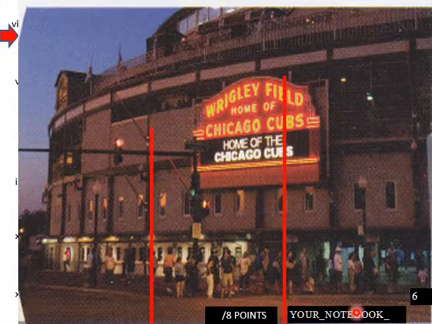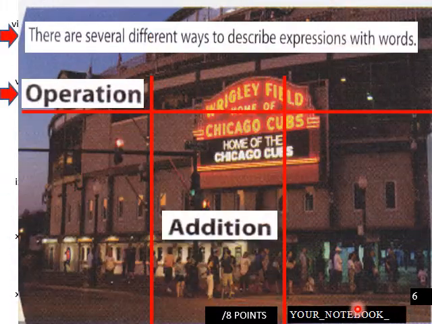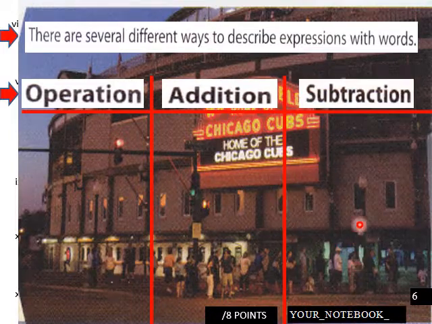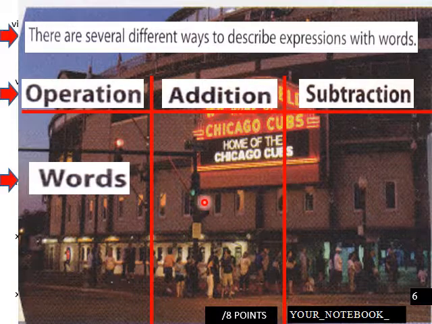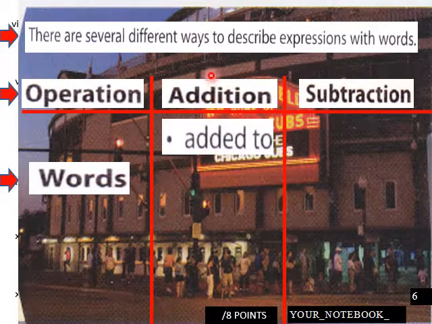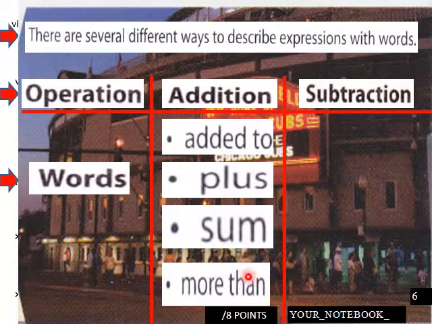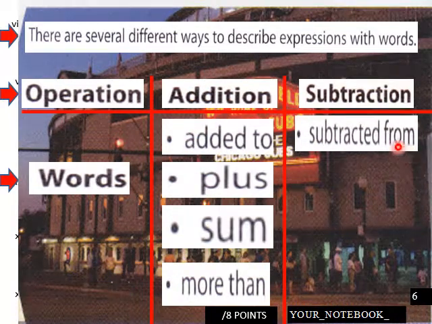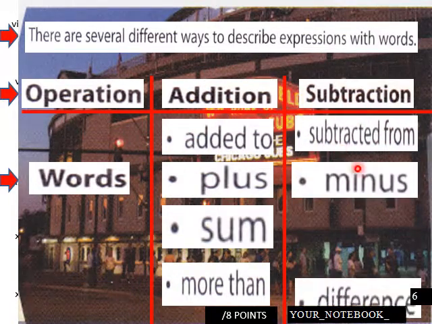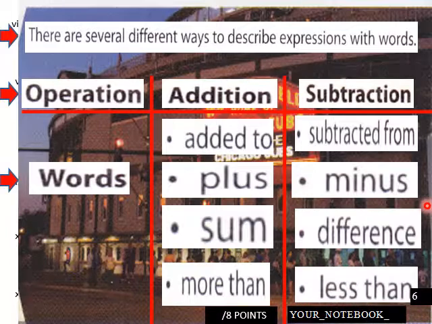Page 6, notebook. Here's a table here, operation, addition. There are several different ways to describe expressions with words. Words for the operation. Addition would be added to, plus, sum, more than. So all these words would signify an addition operation, and then subtraction would be subtracted from, minus, difference, less than.